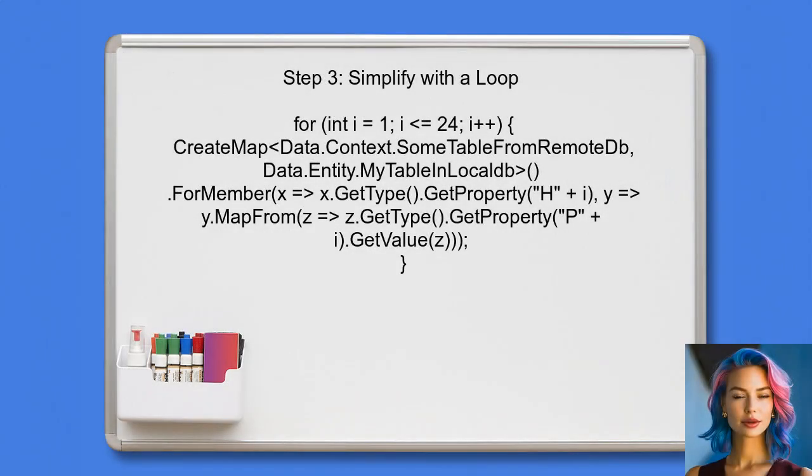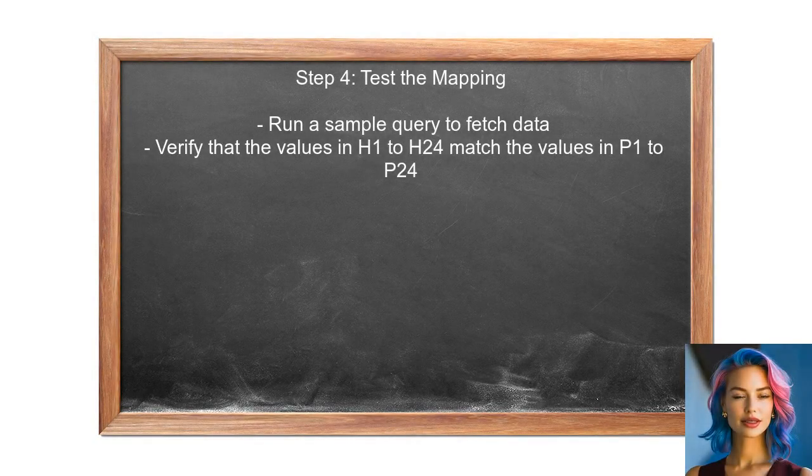Now, if the user wants to simplify the mapping process, they can use a loop to dynamically create the mappings instead of writing each one manually. This can be achieved using a for loop. Finally, the user should test the mapping to ensure that the values are being copied correctly from the remote database to the local database. This can be done by running a sample query.